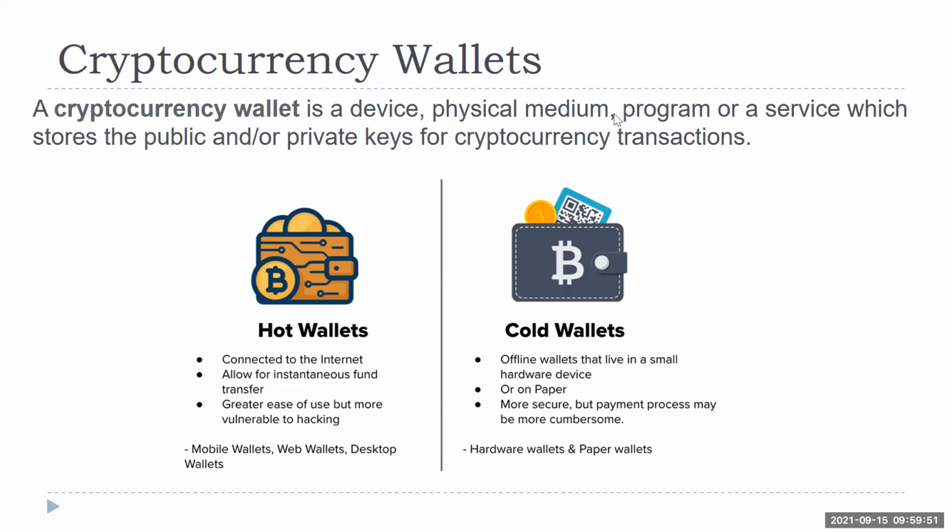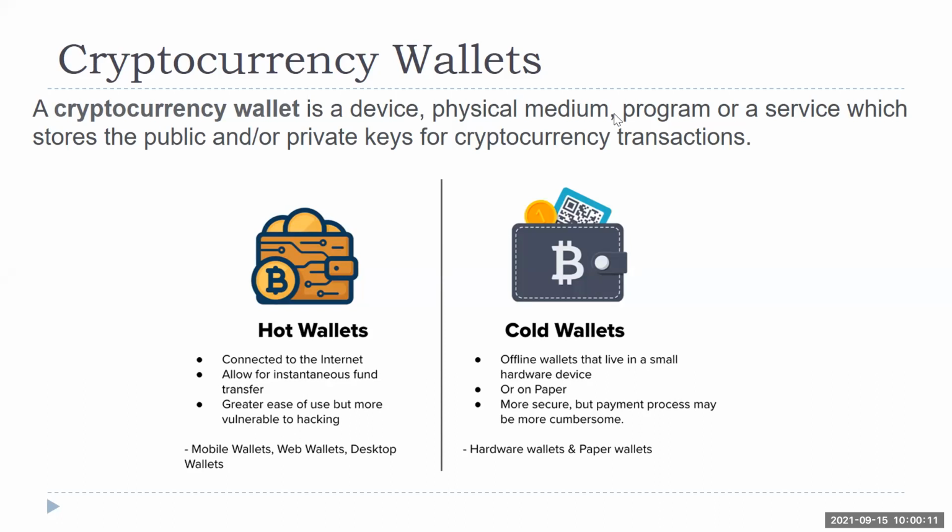So why is it named cold? Because it is not directly connected to the internet. Hot wallet is directly connected to the internet. You have to have access to the internet to access your money. Cold wallet, you can store that in your cold wallet, like you keep your physical money in your wallet or purse. Same situation here.